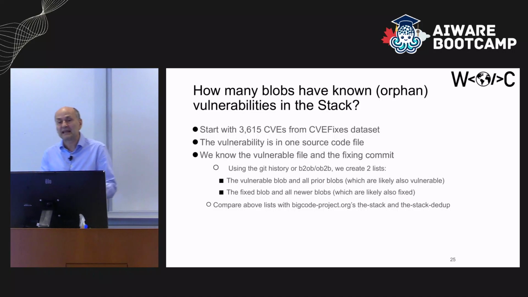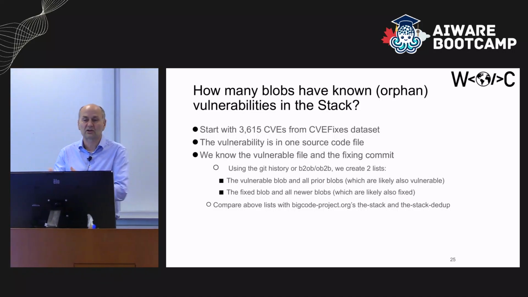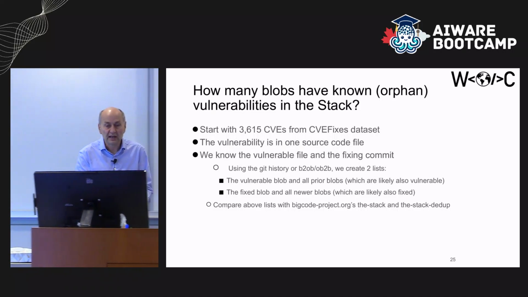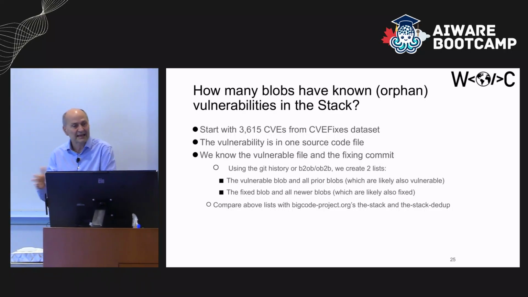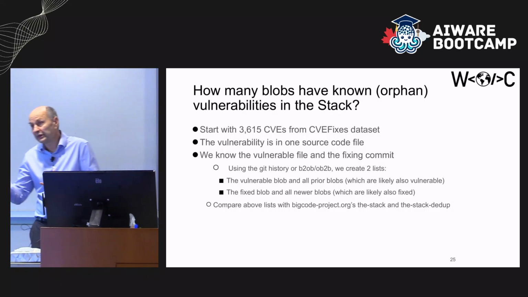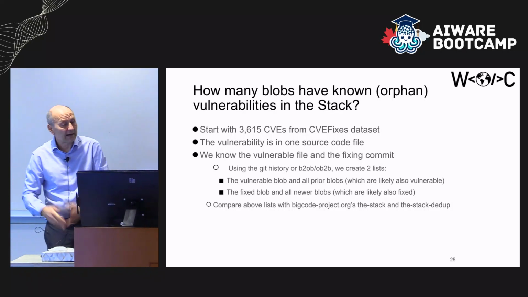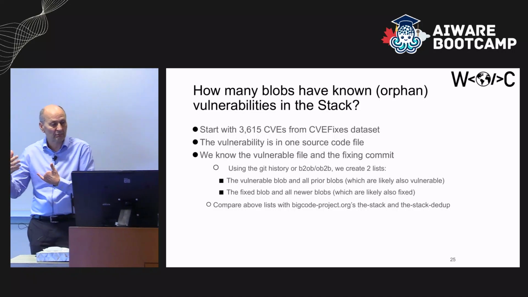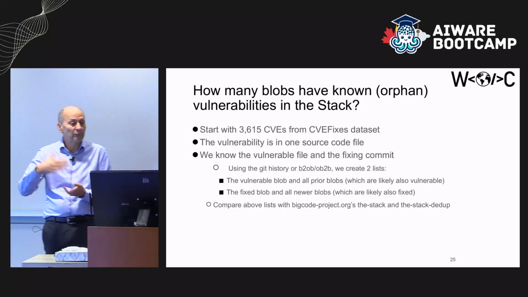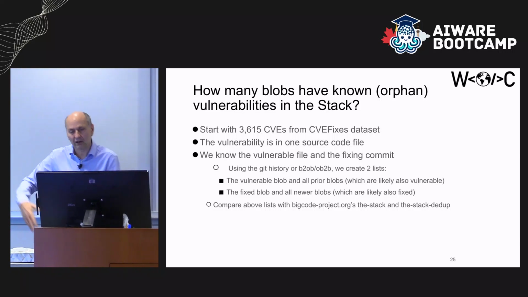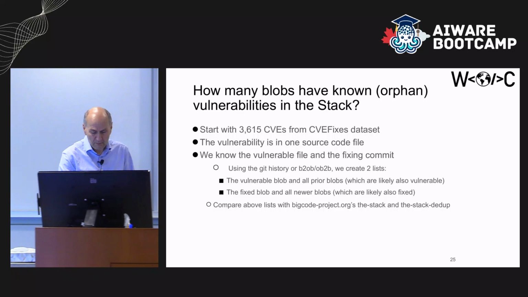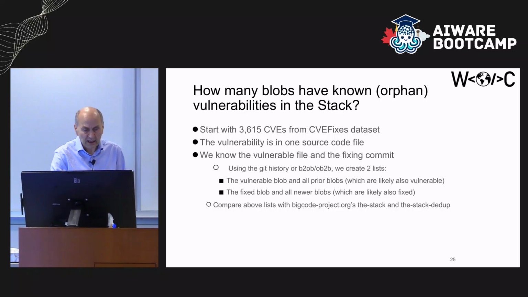Anyway, we can do the same thing with vulnerabilities. This is an older work tried with Stack, so it was a smaller version. We start with 3,000 to 4,000 or so CVEs. For these, we can actually get commits. From the commits, we find which blobs were just before the fix and which blobs were after the fix. We can extract all prior blobs, which are potentially vulnerable, and all newer blobs, which are not, and then compare these lists to identify whether the Stack contains vulnerable blobs or not.